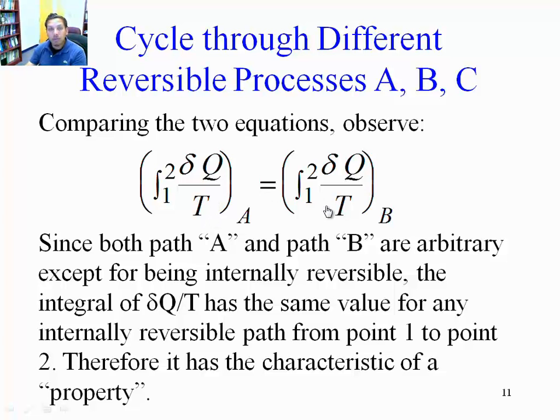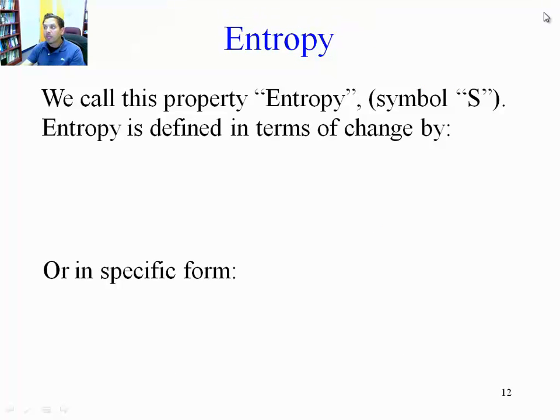This integral is basically telling us that regardless of how we go from 1 to 2, whether on path A, on path B, or on a path W, it really doesn't matter. We'll always get to the same point, and that integral will be the same. Therefore, that integral has to be a property. There's a property that can be defined as the integral of dq over t. And that integral we call entropy, and we give it the name S.